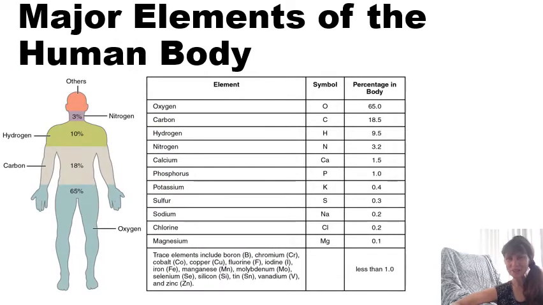The major elements of the human body include carbon, oxygen, hydrogen, and nitrogen. If you spell those letters out, C-O-H-N, that might help you remember which are the four most abundant. They're not in order. You don't need to know the order of abundance. Just know carbon, oxygen, hydrogen, and nitrogen are the four most abundant elements in the human body. And of course, you can see other elements listed in this chart.